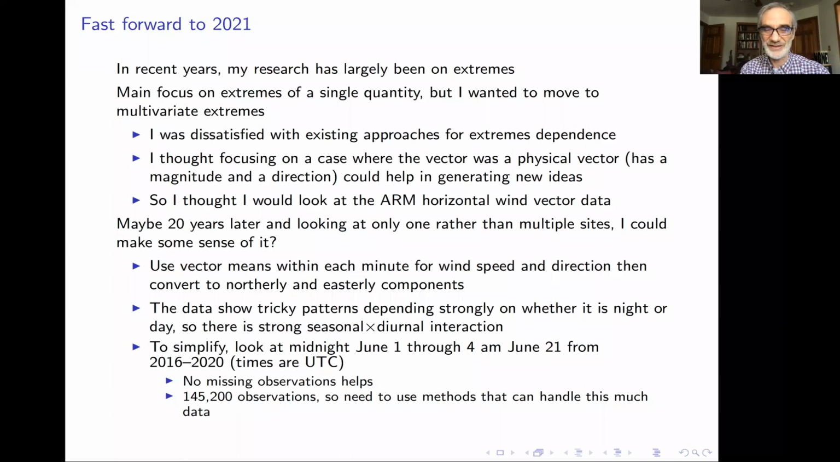So I just restricted to basically 20 days and a few hour period for over 5 years. So I had basically like 101 years of data. And in part, this period of time was picked because there are no missing observations, which makes my life easier. So this is over 145,000 time points where I have this vector wind for each minute. Okay, and I'm going to try to statistically model this.